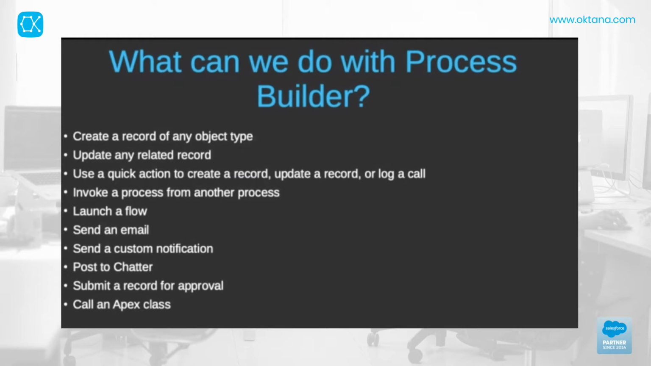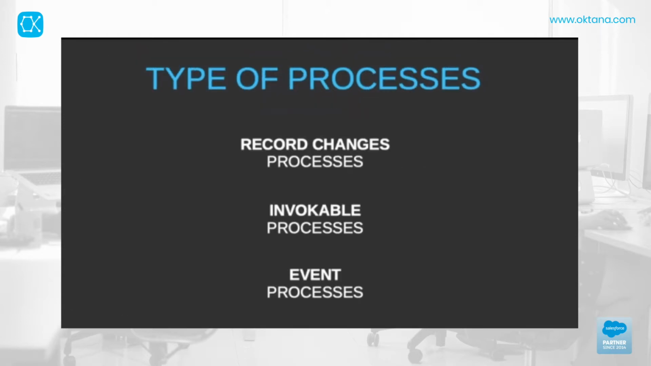Well, we can classify processes in three important groups. We have record changes, invocable, and event. The difference between these groups is what triggers the process. In the first group, the process is triggered by a change in a record or when a new record appears.